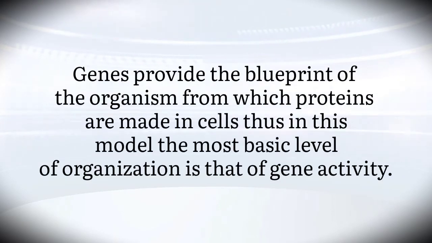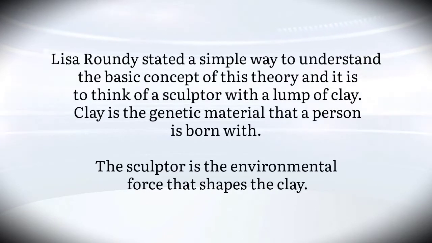Genes provide the blueprint of the organism from which proteins are made in cells. Thus, in this model, the most basic level of organization is that of gene activity. Lisa Rundy, an instructor, stated a simple way to understand the basic concept of this theory, and it is to think of a sculptor with a lump of clay. Clay is the genetic material that a person is born with. The sculptor is the environmental force that shapes the clay.